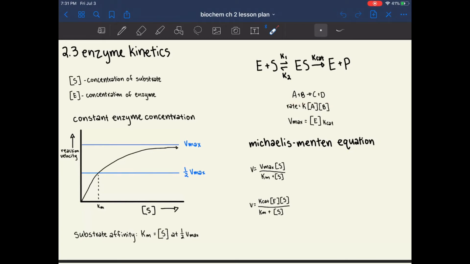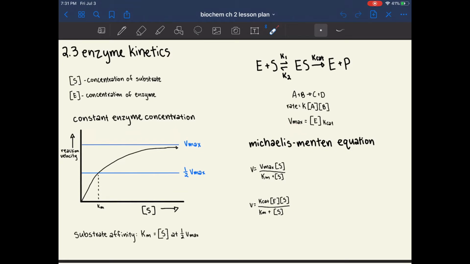This is a generic chemical reaction. You have A plus B becomes C plus D. So if you wanted to write the rate of this reaction, you have k, which is the rate constant for this reaction, times the concentration of A and B. This does not depend on the concentrations of C and D, because the rate of a reaction depends only on how often A and B can find each other and undergo their reaction.